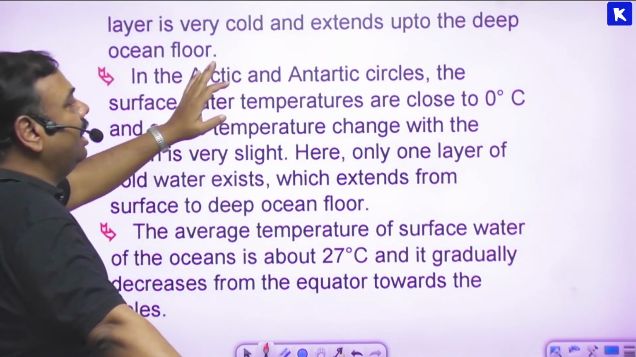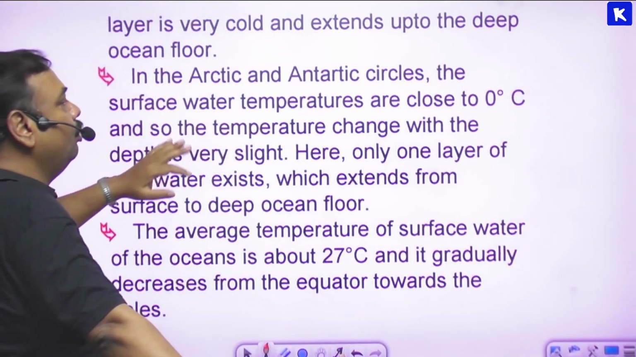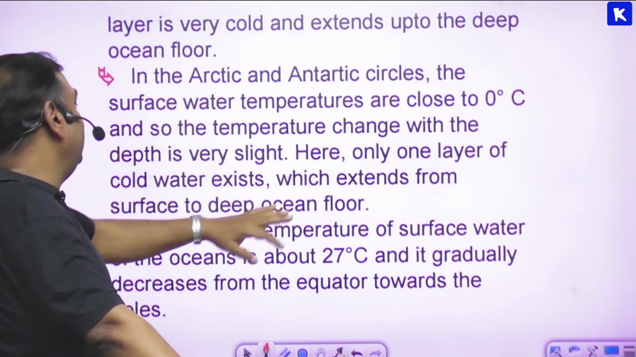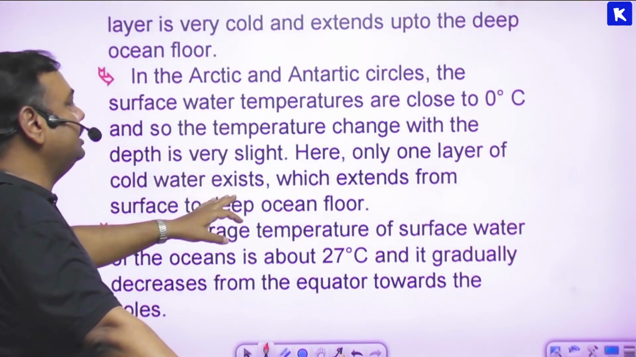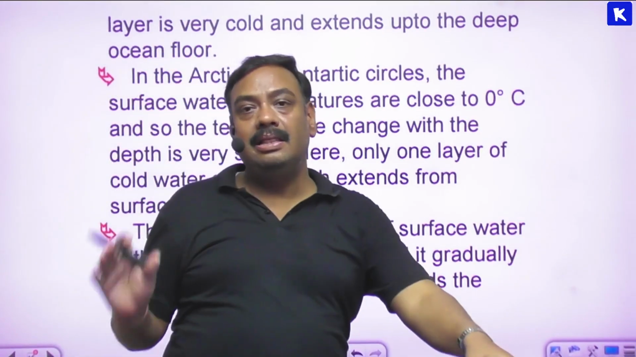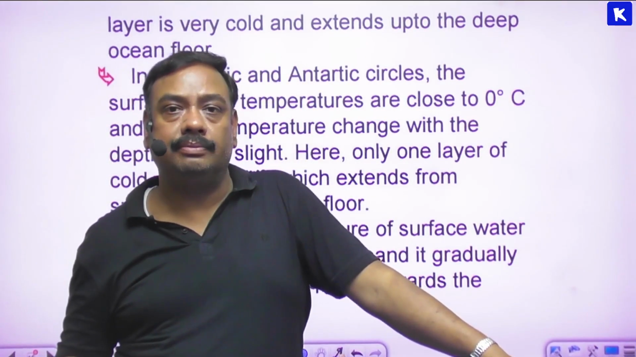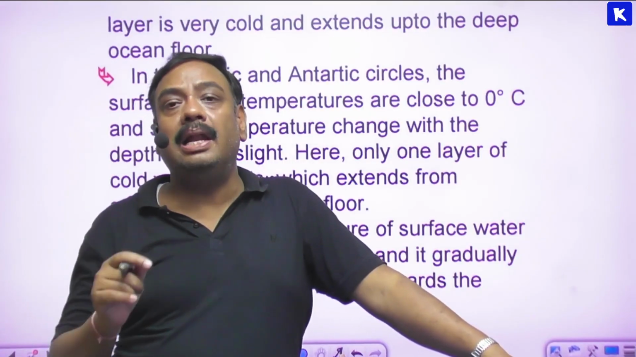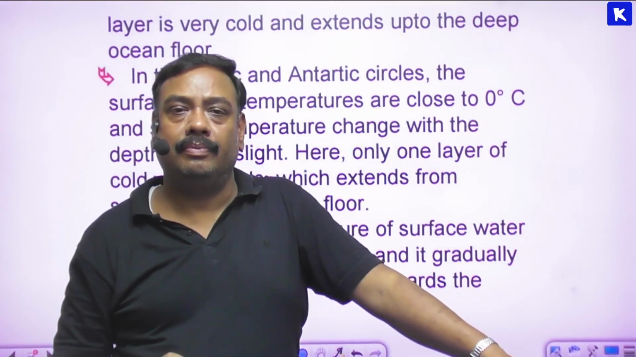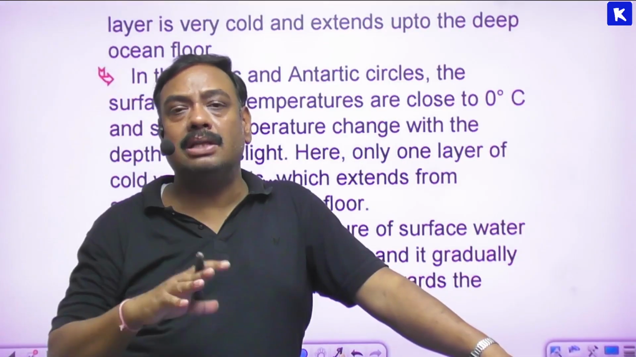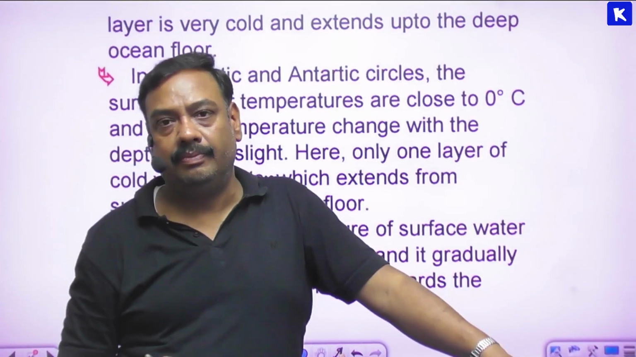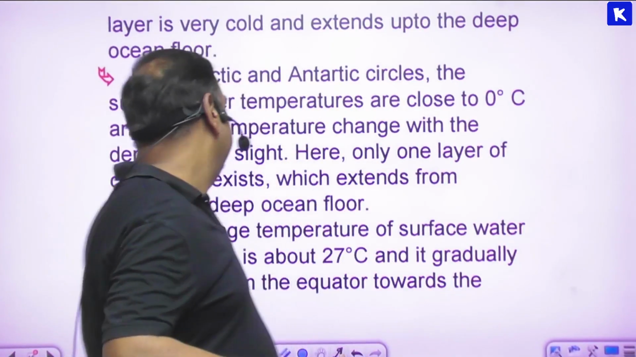In the Arctic and Antarctic circle, the surface water temperatures are close to 0 degrees Celsius, and so the temperature change with the depth is very slight. Here only one layer of cold water exists, which extends from the surface to the deep ocean floor. I was telling you that in the frigid zone or in the high latitudinal region, there is only one layer of temperature from the sea surface up to its bottom. And why is it so? Because a very insignificant amount of heat energy is received on the sea surface. Got it? Okay. Now read further.